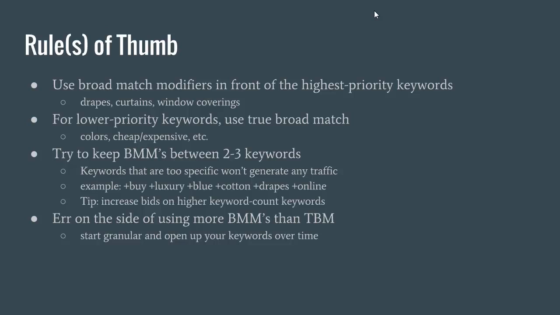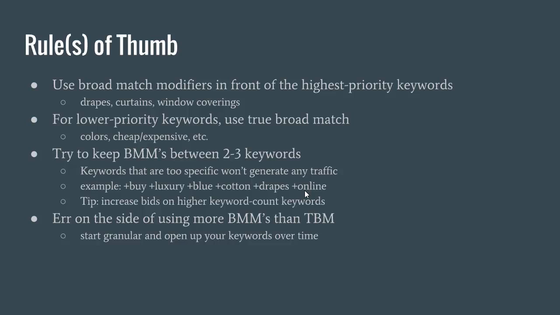Third note here says try to keep broad match modifiers between 2 to 3 keywords. You don't have to follow this rule, but you want to be careful because as soon as you start adding like 6 keywords on broad match modifier, they aren't going to be generating any traffic anymore. You can see there's an example here in the middle: plus buy, plus luxury, plus blue, plus cotton, plus drapes, plus online. You have to ask yourself how many search queries a day are actually going to have all 6 of those keywords in it. The answer is going to be not many, if any at all.